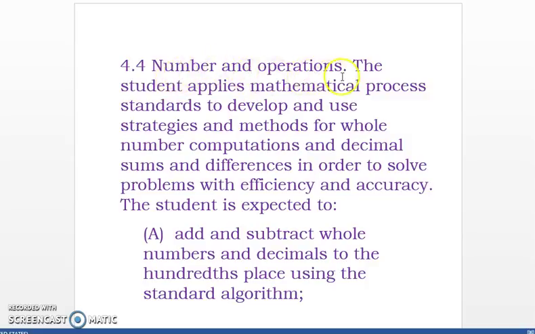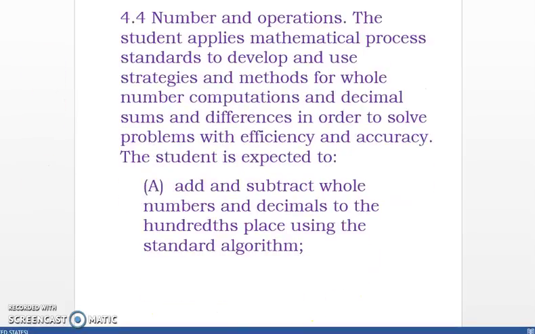Number and operations. The student applies mathematical process standards to develop and use strategies and methods for whole number computations and decimal sums and differences in order to solve problems with efficiency and accuracy. The student is expected to add and subtract whole numbers and decimals to the hundredths place using the standard algorithm.